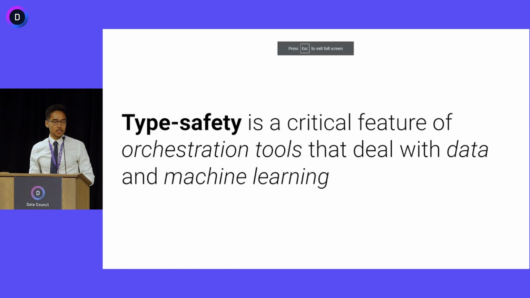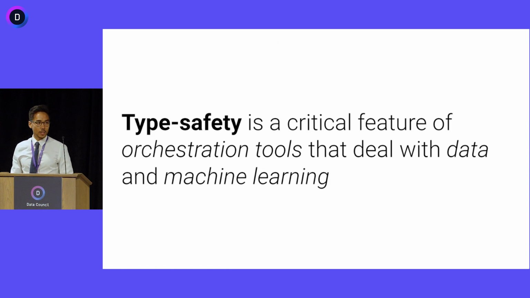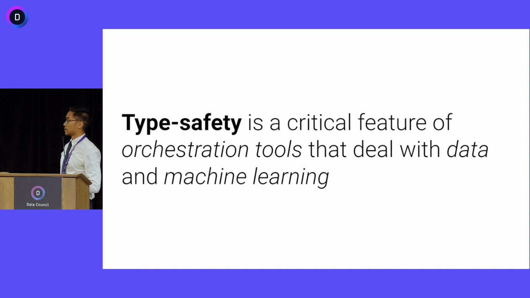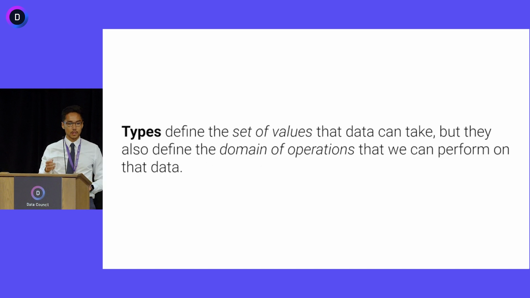So the crux of this talk is that type safety is a critical feature of orchestration tools that deal with data and machine learning. And just to level set with everyone, I'm maybe preaching to the choir here, but just to set a baseline, types define the set of values that data can take, but they also define the domain of operations that we can perform on that data.